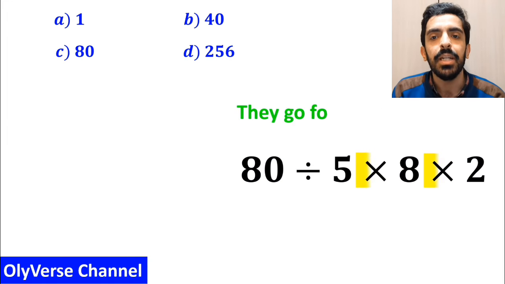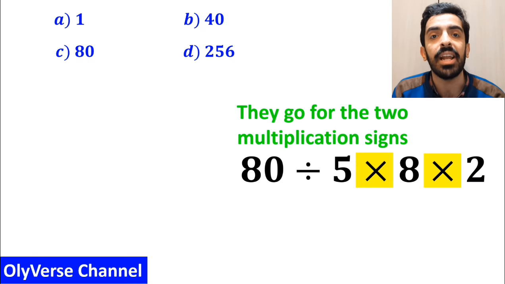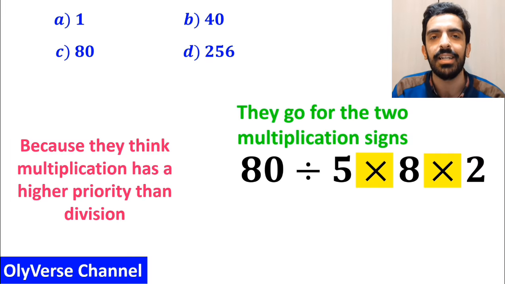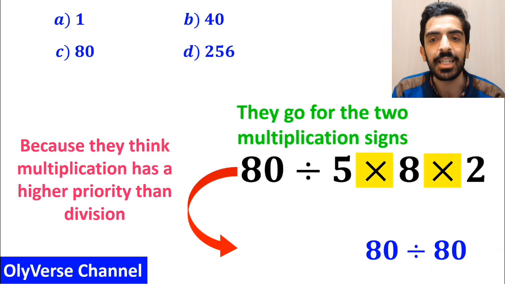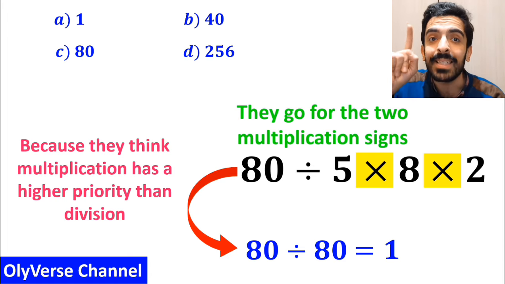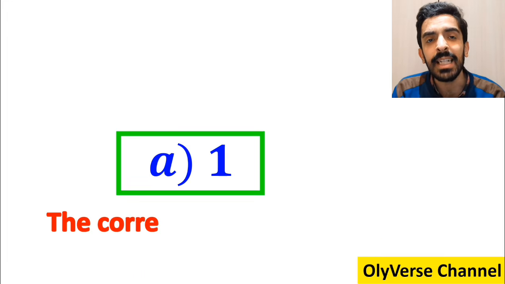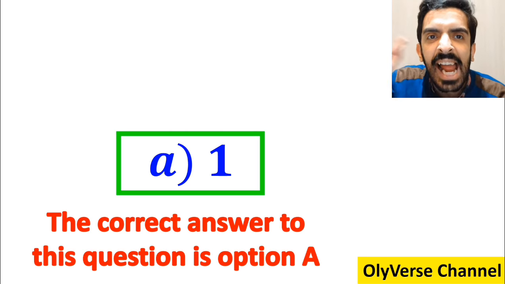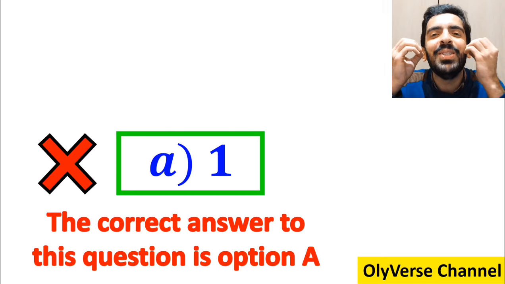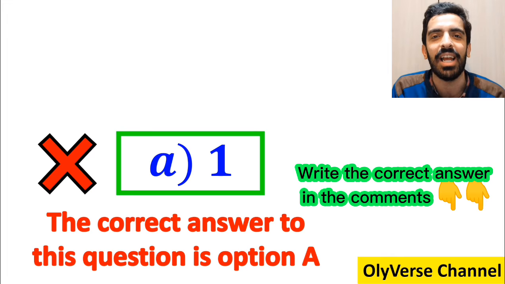And the next step, they go for the two multiplication signs that I've highlighted in yellow because they think multiplication has a higher priority than division. So, instead of this expression, they write 80 divided by 80, which finally gives them the answer 1. And immediately, they conclude that the correct answer to this question is option A. But I have to say, we were tricked and it's not the correct answer to this question.